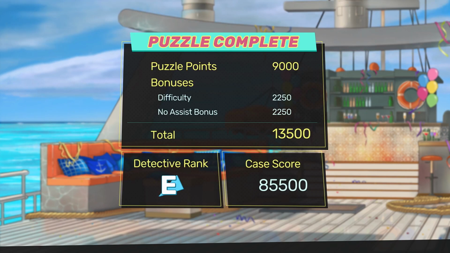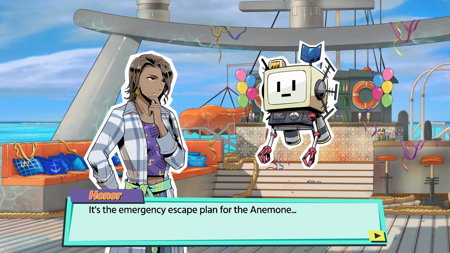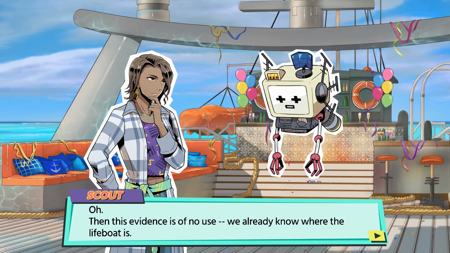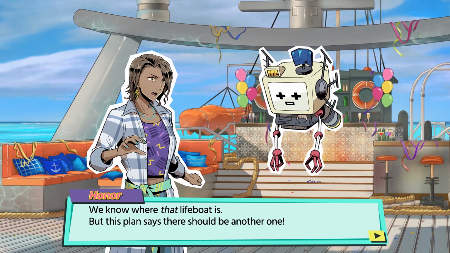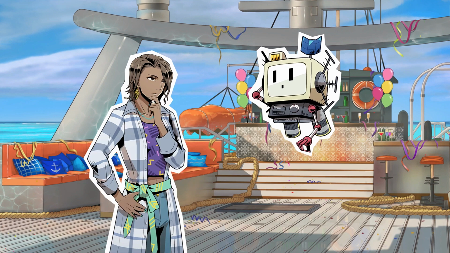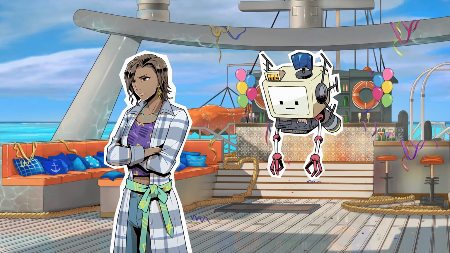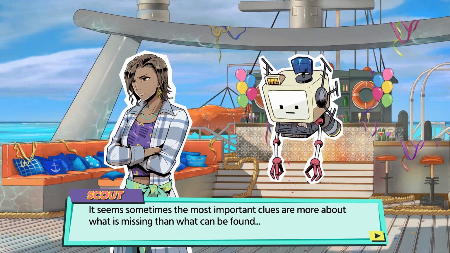Ooh. Juicy. It's the emergency escape plan for the anemone. Oh, then evidence is of no use. We already know where the lifeboat is. We know where that lifeboat is, but this plan says there should be another one. Where did it go? Out to sea, I'm guessing, which means the killer could have gotten away already. It seems sometimes the most important clues are more about what is missing than what can be found.